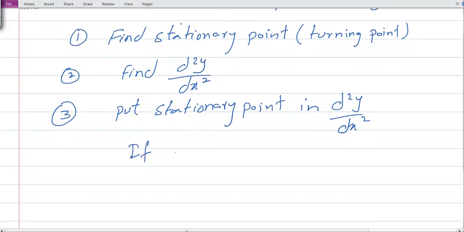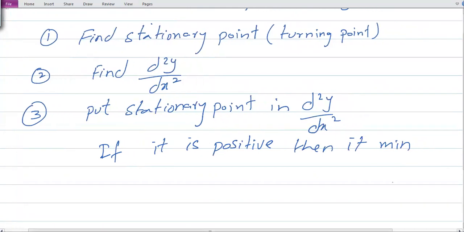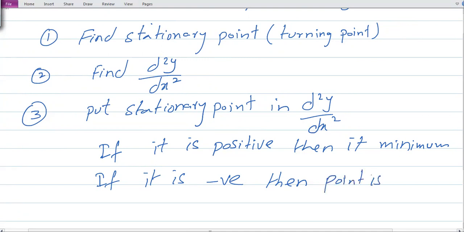If it is positive, I mean the value you get is greater than 0, then it is minimum. Okay, keep in mind we will say it is minimum. But if it is negative, then after putting the point into d2y over dx square, the point is maximum.